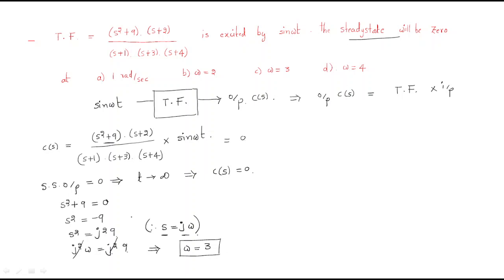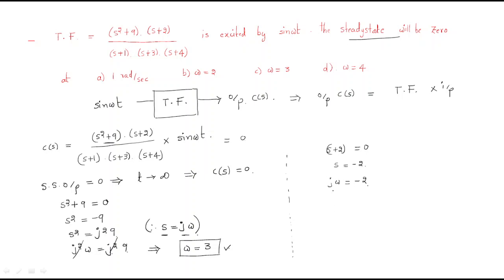So we will write steady state output may be at omega equal to 3. And we have another term. Just check the other terms also. What are the remaining terms? The remaining term is s plus 2 equal to 0. From this we can write s value will be minus 2. So I will write j omega equal to minus 2.